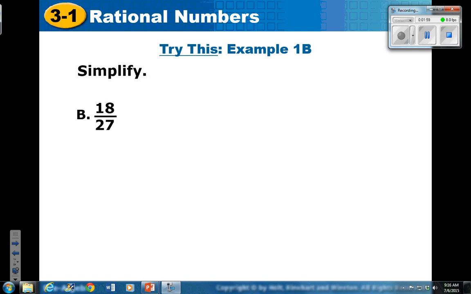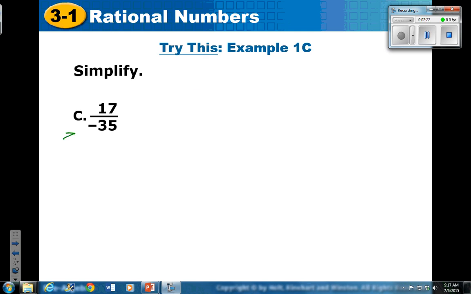You should recognize 18 and 27 as both being multiples of 9. We could divide by 9 over 9, giving us 2 over 3. Another clue that you've simplified it as far as it can be simplified is if these two numbers are consecutive, 2, 3, one right after the next.